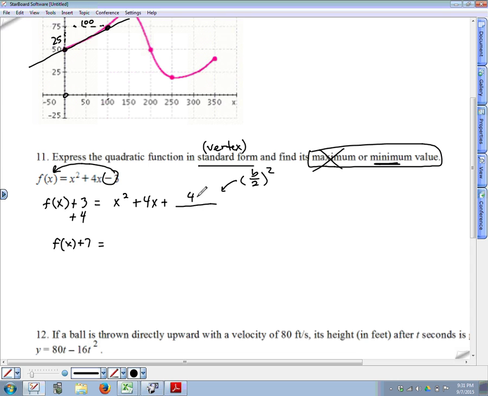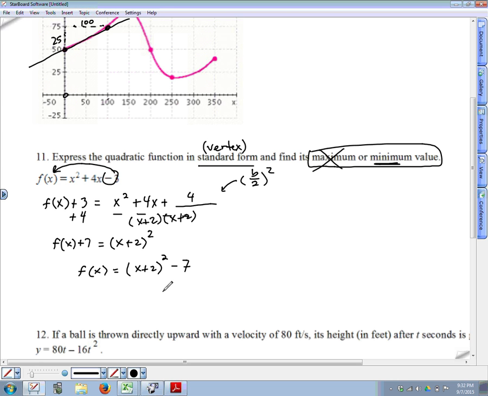And the reason for adding a specific value of 4 is because now this expression here factors into x plus 2 multiplied by another x plus 2, which can be written as x plus 2 squared. Subtract the 7 back over, and that would be the same function but written in standard or vertex form.